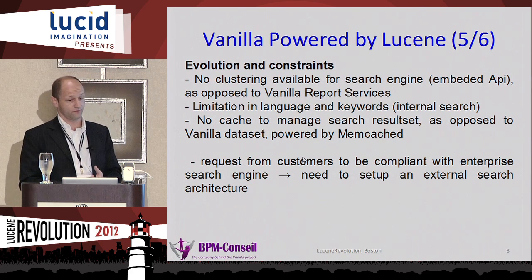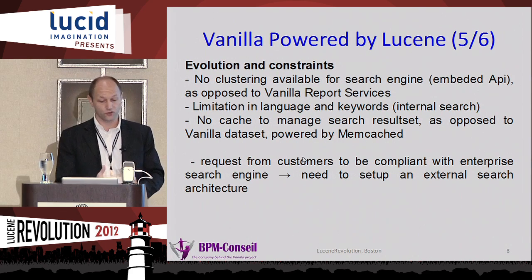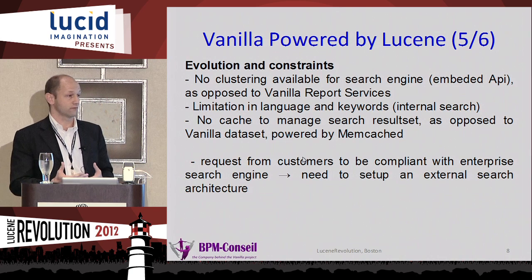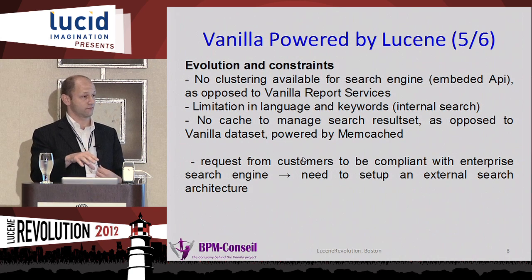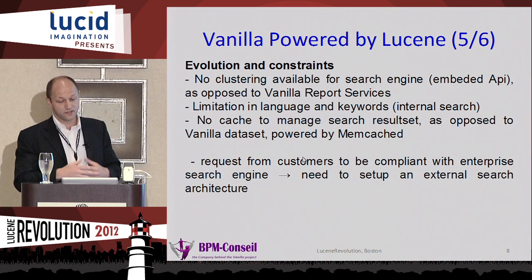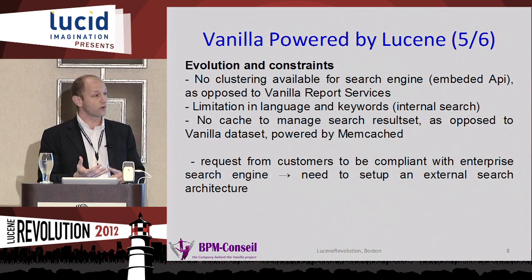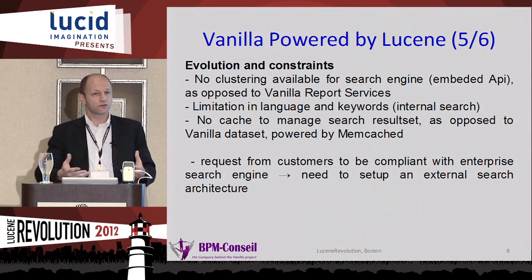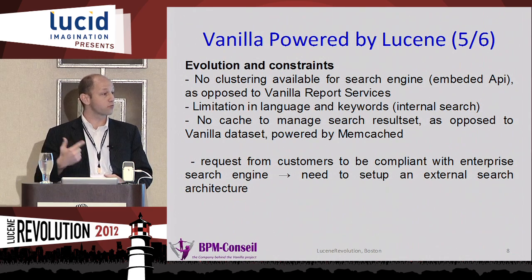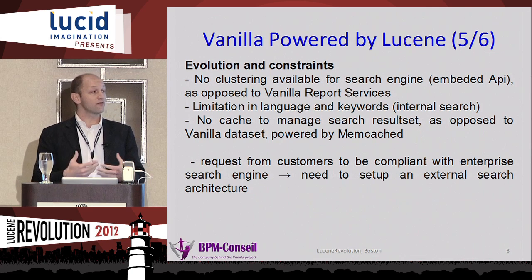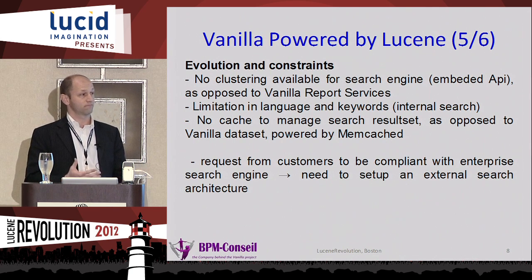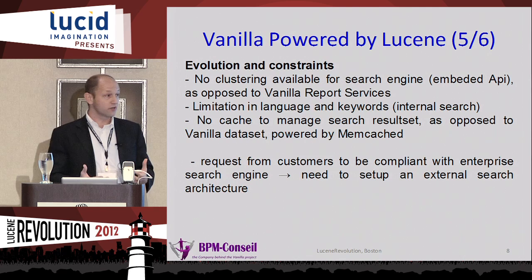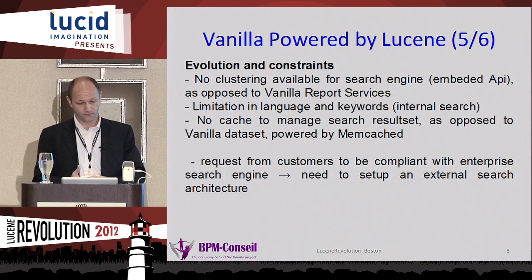Evolution and constraint, about what we had 2 years ago. No clustering. I'm talking about Lucene. With Vanilla, we provide report clustering, ETL clustering, but for the search, it was just an internal process. It's there, we have no control on this process. We run it, it's running good, but that's all.